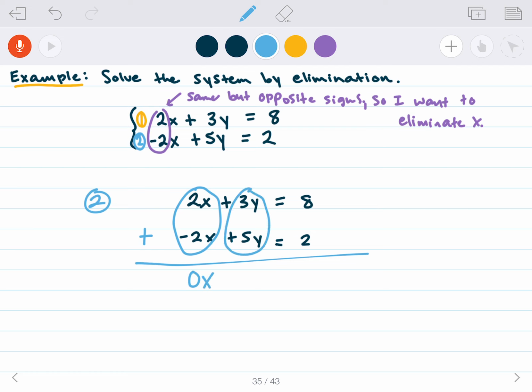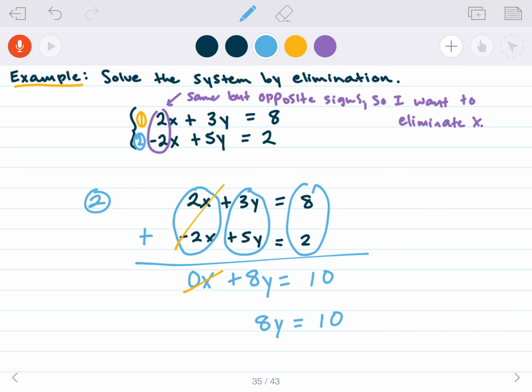When I add a 3y and a 5y, I get a positive 8y. When I add an 8 and a 2, I get a positive 10. But hey, check this out. 0y was the variable, 0x goes away. That's what I mean by elimination. We literally eliminated x by just adding these equations together. So what I get is 8y equals 10.